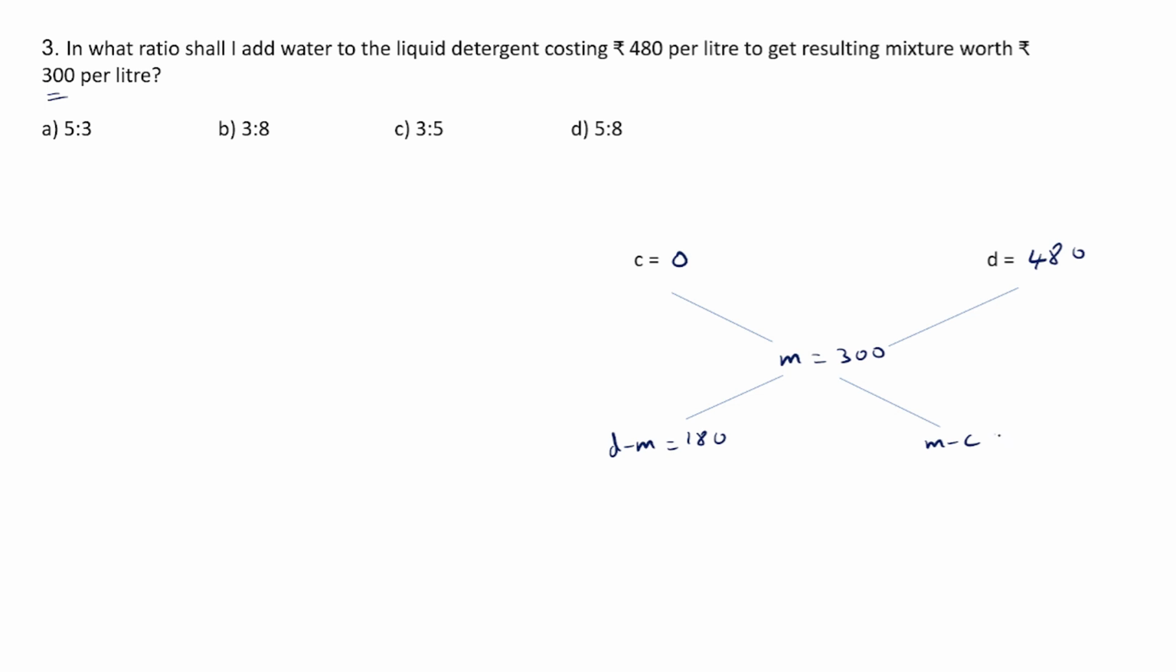So it is 300 minus 0, which is 300. So the ratio of water to detergent is given by 180 is to 300, which is equal to 3 is to 5. So the correct option is option C, 3 is to 5.